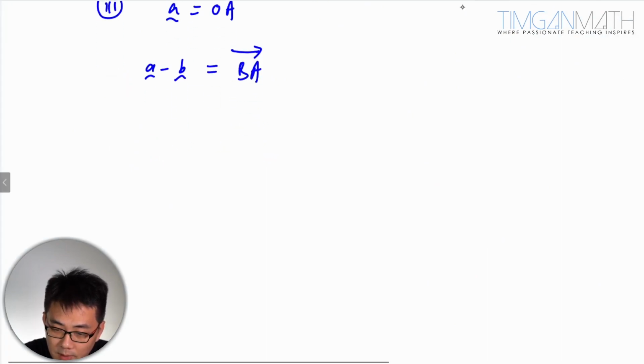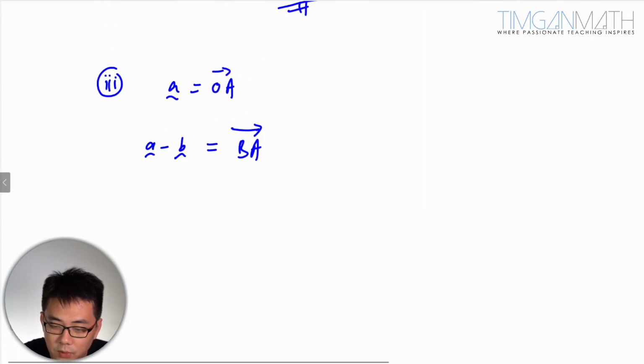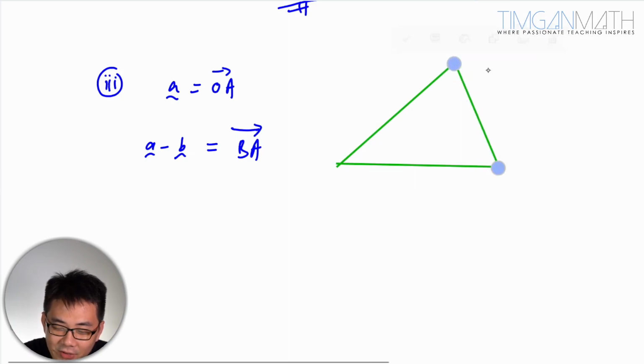So if you were to think about it, draw the triangle out. Don't think so much, man. Just draw it out first. Always draw, okay? If you don't understand what's going on and you don't draw, you wouldn't know. So I'm going to just draw this out first. So this is O. This is A. Then this is B. So B to A and O to A.